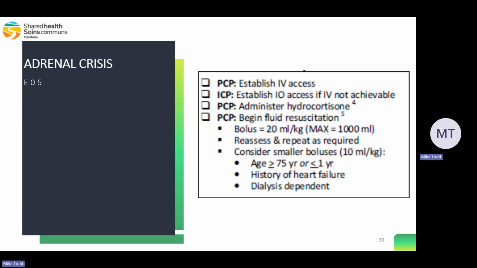If they're geriatric or pediatric, we might consider starting off with smaller boluses because they might be more at risk, like it says with history of heart failure or dialysis. They may be more at risk for fluid overload. So if we start at 10 mLs per kg, we can always give more, versus if we accidentally fluid overload them, we're kind of stuck there. So just some considerations there with our fluid.